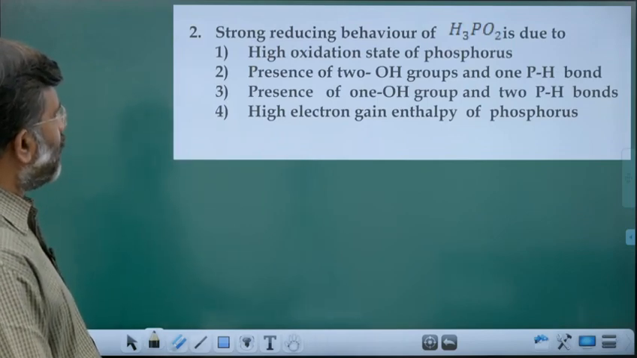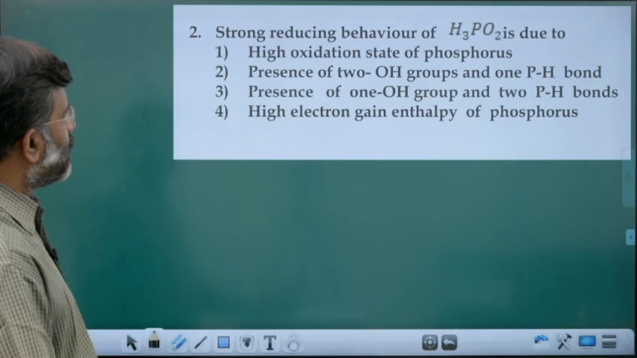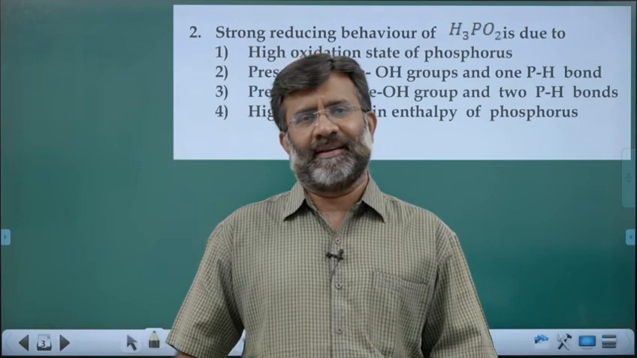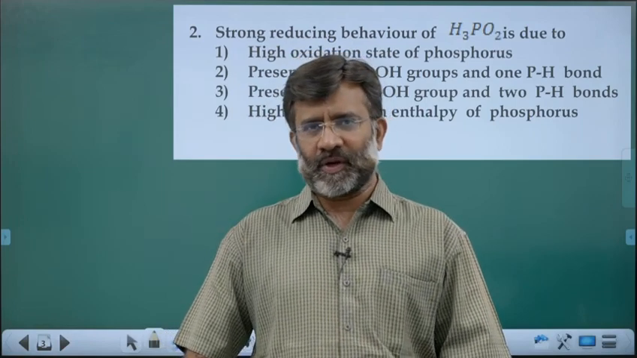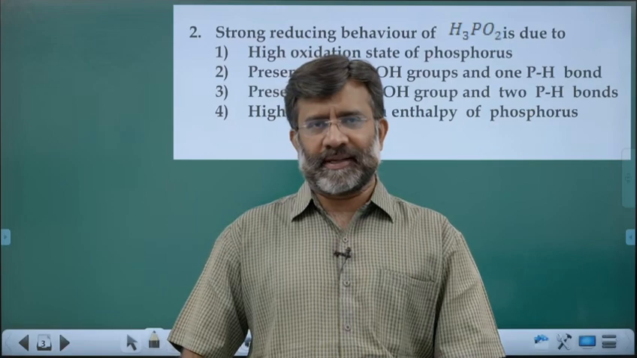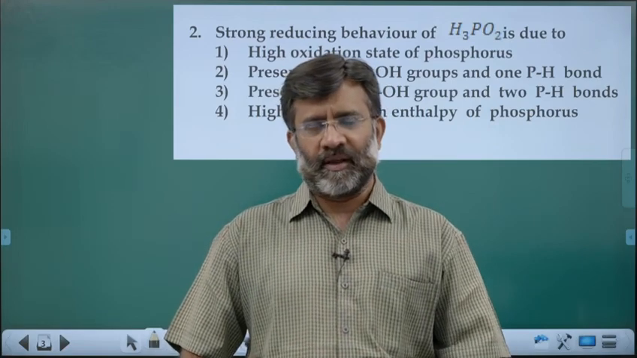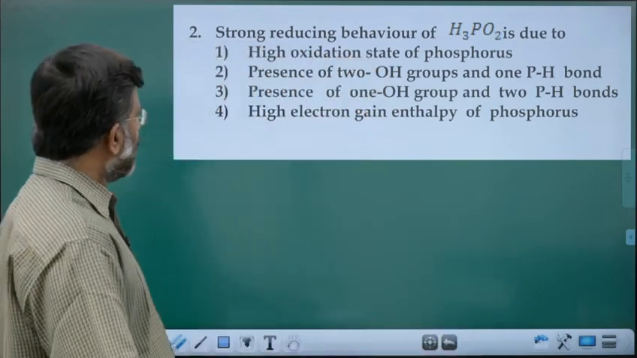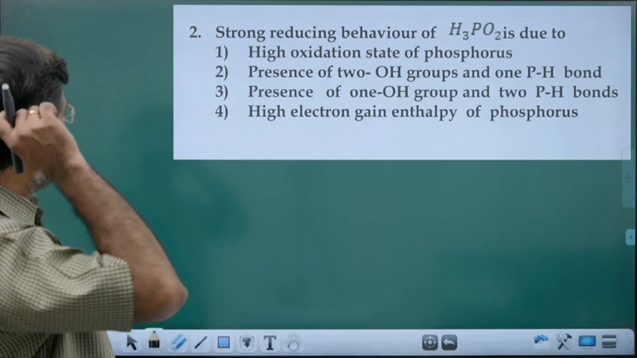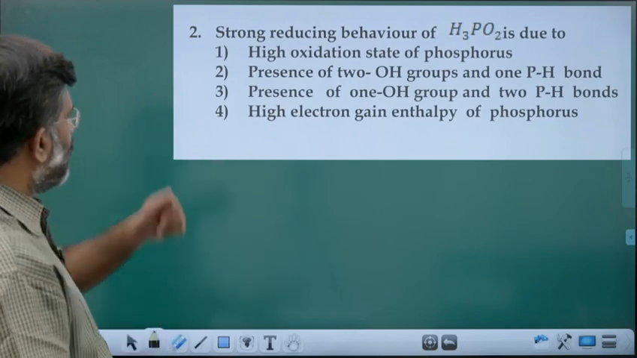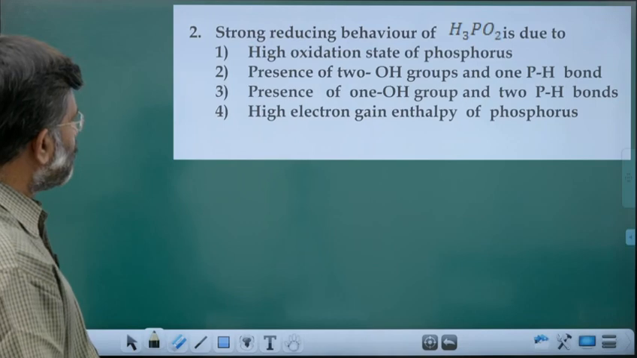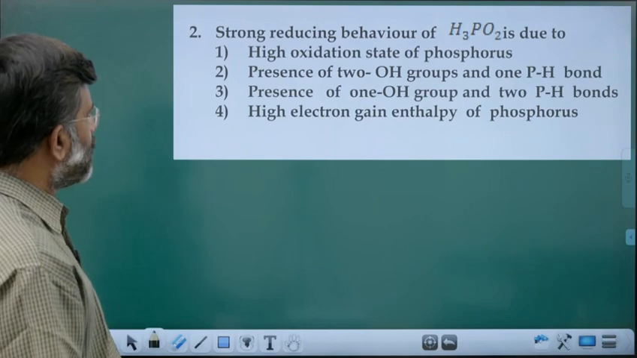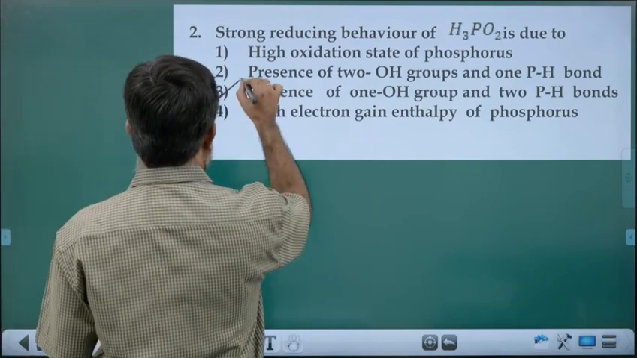Strong reducing behavior of H3PO2 is due to the presence of two reducing hydrogen. Out of the three hydrogen, as all of you have learned, only one hydrogen is acidic hydrogen. It is a monobasic acid, while the two other hydrogen atoms are directly connected to phosphorus, and those are reducing hydrogen. First choice is wrong. It is not a high oxidation state. It is the +1 state. Presence of 2 OH groups is wrong. Presence of 1 OH group and 2 PH groups, that is the correct answer.